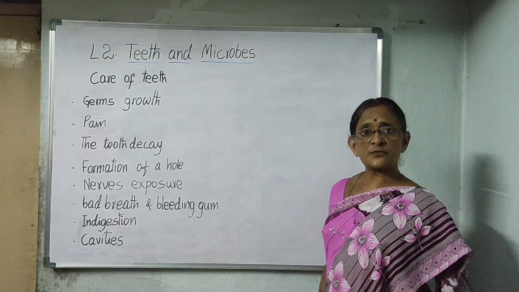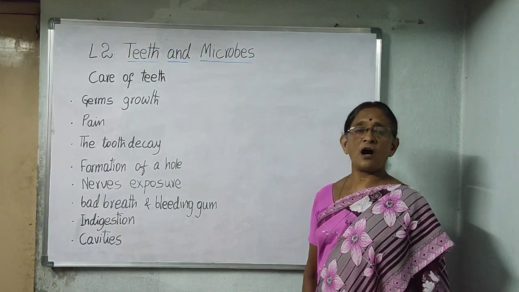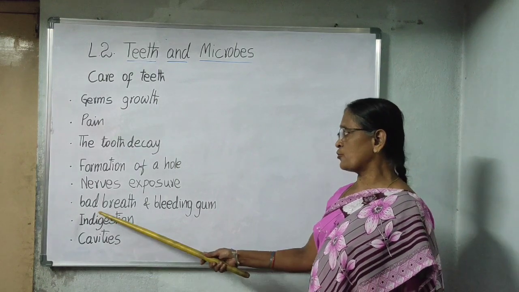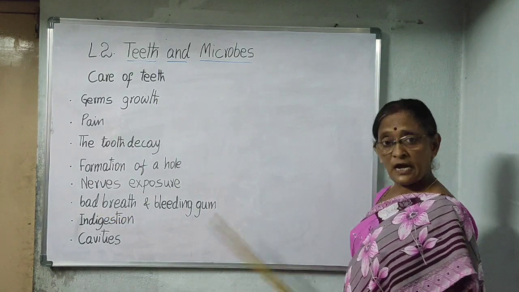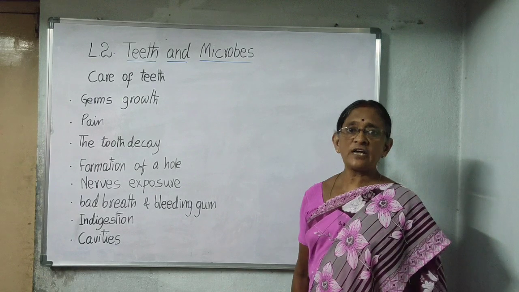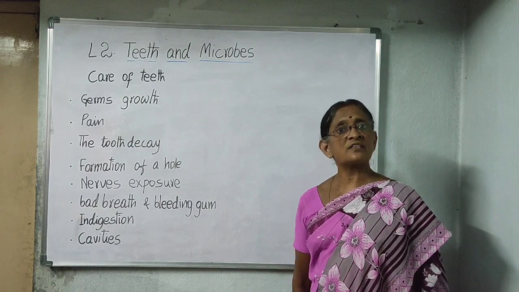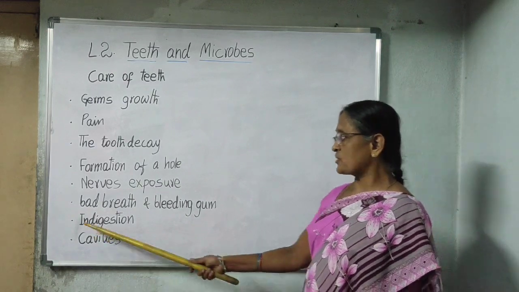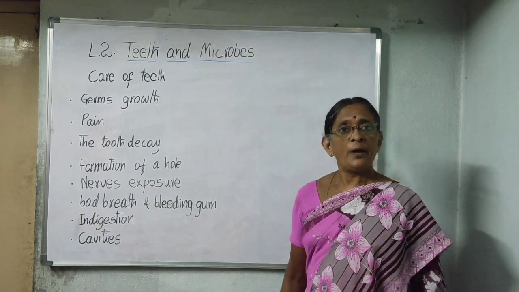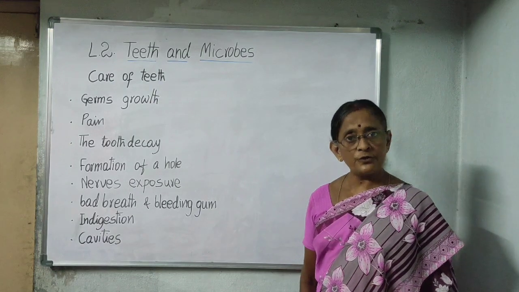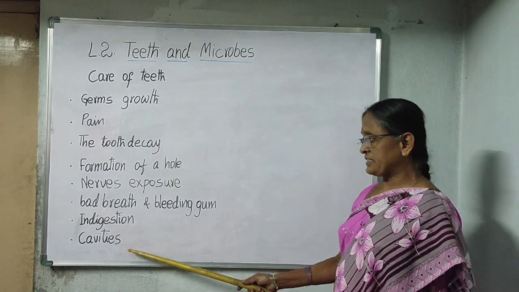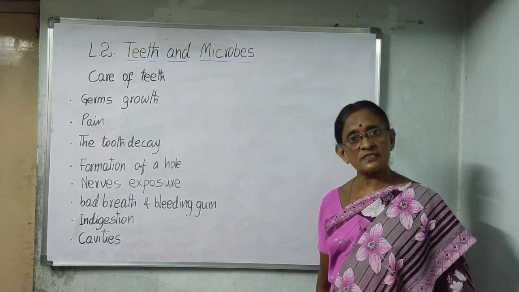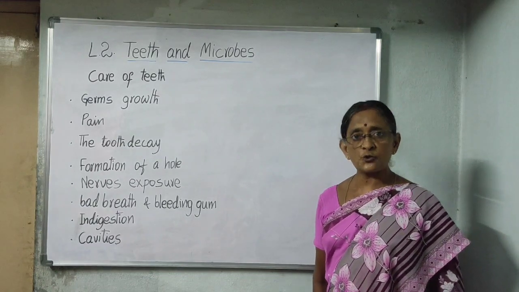Nerves are exposed to too hot or too cold substances. Tooth decay also leads to bad breath and bleeding gums because the food collected in between the teeth starts rotting by producing acids. It also causes indigestion because the food cannot be chewed properly. Cavities. Cavities are formed by eating starchy substances as well as too many sweets.